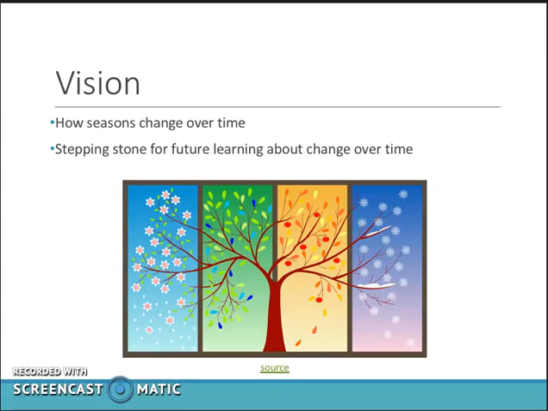My vision for this project is that it is a multi-genre unit focusing on the concept of change over time, and more specifically how seasons change over time. Learning about seasons helps children understand the passage of time and teaches them about change. This concept of change is part of a larger North Carolina social studies standard that encompasses change over time. So my hope is that this unit will set up other units about change over time.